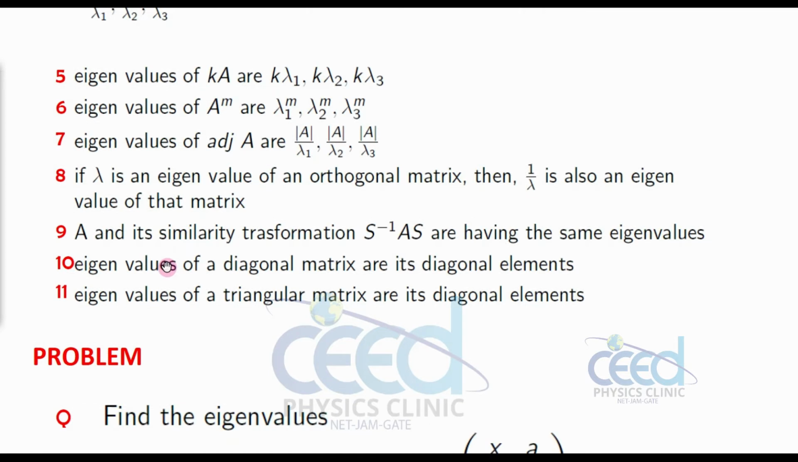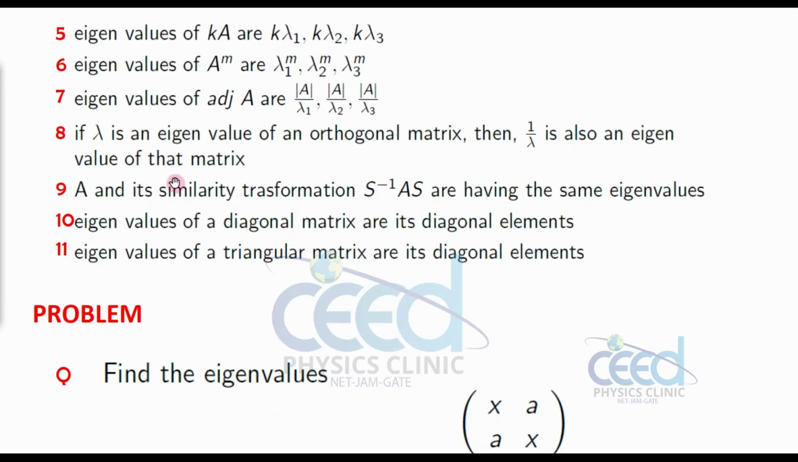Okay, now A and its similarity transformation have the same eigenvalues. What is a similarity transformation? That is S inverse A S. If you have a matrix A and you do this operation S inverse A S, you will get another matrix which will have all the properties of this A. We can call it a similarity transformation. So if you find the eigenvalues of A and of the matrix formed by S inverse A S, both will be the same.